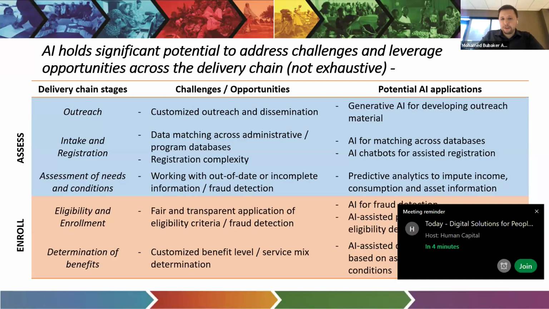Of course, this is just a non-exhaustive list, but if you look at the delivery chain, there are multiple challenges per phase. For example, for outreach, we have customized outreach and dissemination as a challenge: different languages and local languages, and how you can tailor the outreach and communication strategy to particular groups. I think AI can play a greater role here.